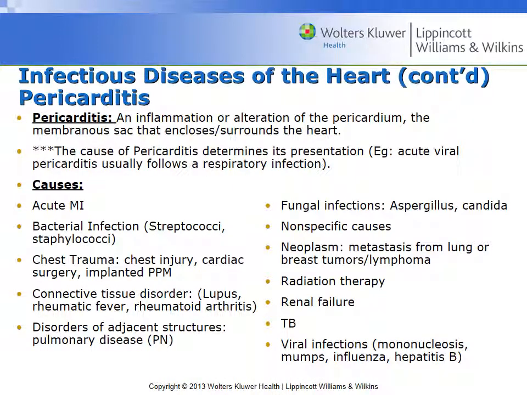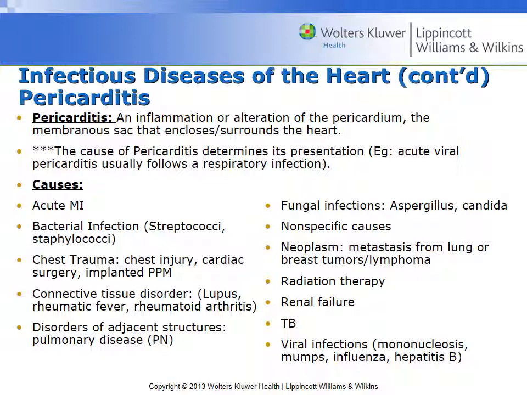Pericarditis. One of the more common things that we see in hospital settings is pericarditis. Pericarditis is an inflammation or alteration of the pericardium, which is the membranous sac that encloses or surrounds the heart. The cause of pericarditis determines its presentation. In other words, acute viral pericarditis usually follows a respiratory infection, so pericarditis can follow very many different types of things.